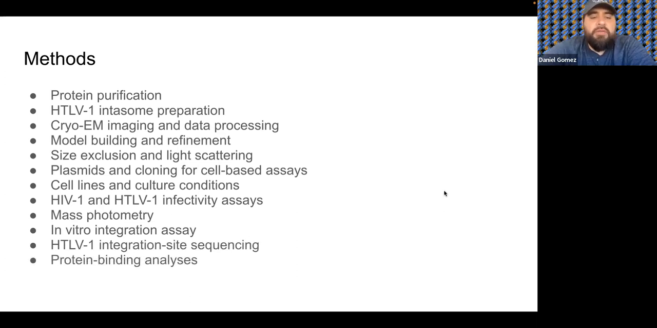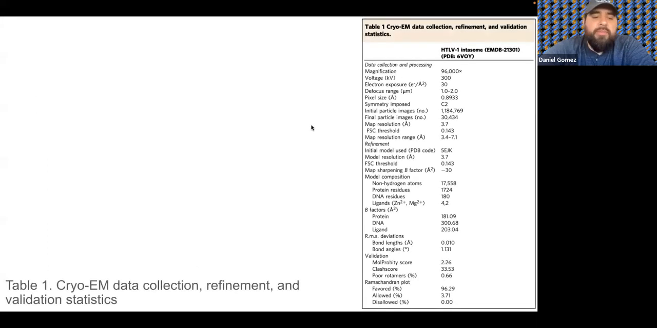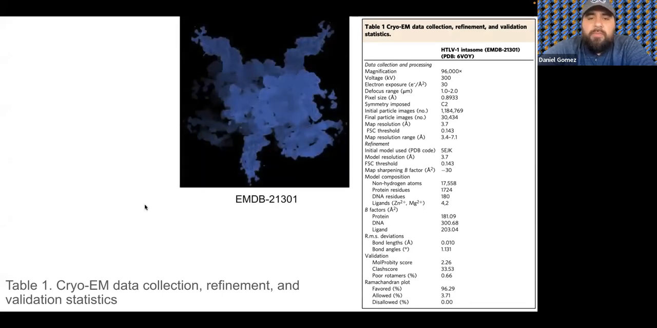And lastly, you have the protein binding analysis. They provided a table of the cryo-EM data collection and refinement and validation statistics. So they deposited their structure into the EMDB, 21301, and that's its structure there provided. Bringing you to some of these metrics for cryo-EM data collection and processing.